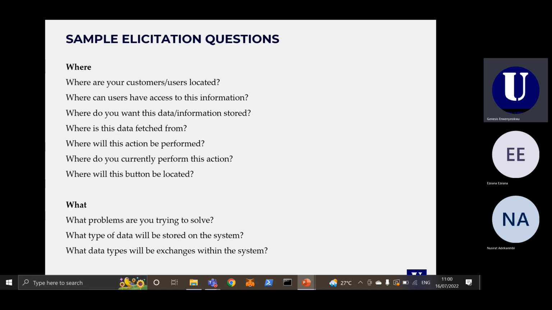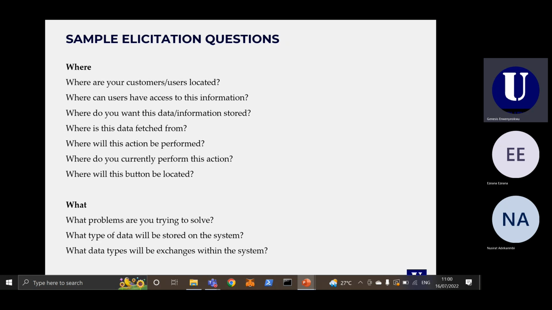So we have the where questions. Where questions try to look at location, places. So where are your customers or users located? Where can your users have access to this information? Where do you want this data or information to be stored? Where is this data fetched from? Where will this action be performed? Where do you currently perform this action? And where will this button be located?